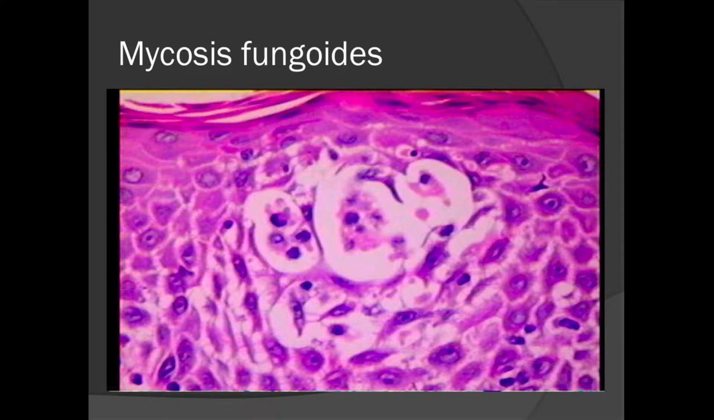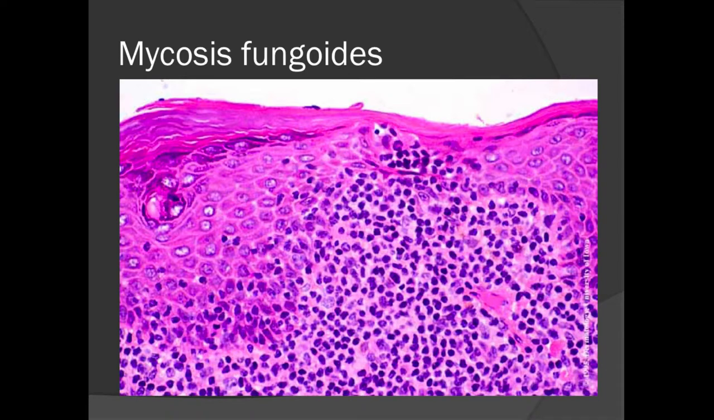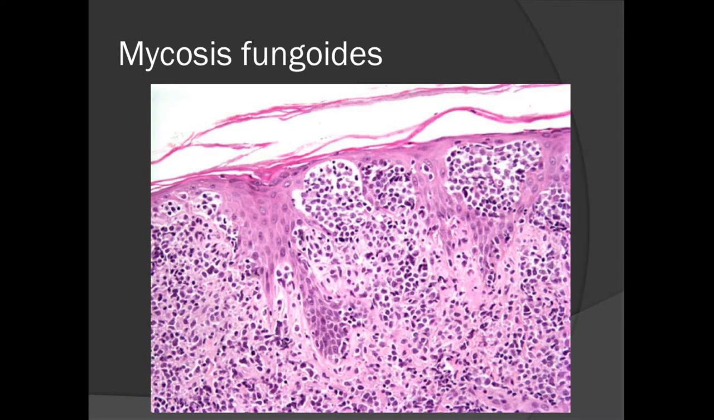Here's the infamous Pautrier's microabscess. We see them every once in a while. And this is a nice depiction of lots and lots of lymphocytes within the epidermis in the absence of significant spongiosis. If you look at most dermatologic diseases, you'll see lymphocytes in the epidermis, but you'll also see lots of spongiosis. So that's what's perhaps abnormal about this. And here they get to be a little bit more prominent in that you can see lots and lots of lymphocytes in this, and here are some big Pautrier microabscesses. Something like this is really not a diagnostic dilemma for anyone.